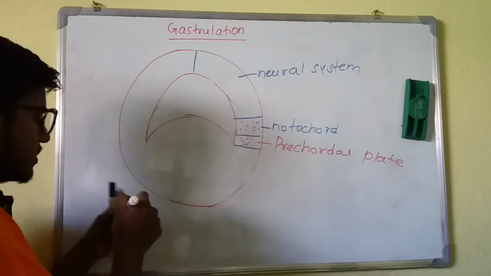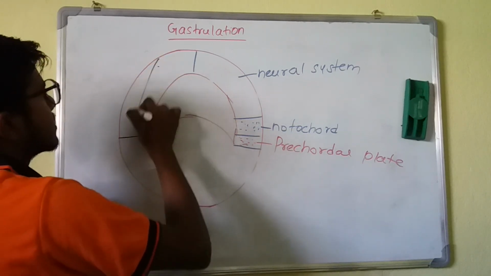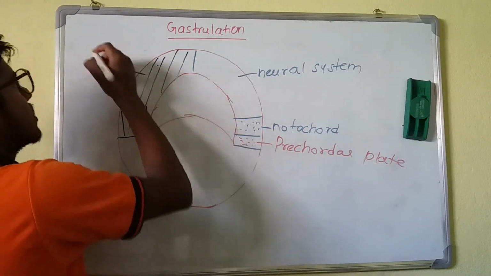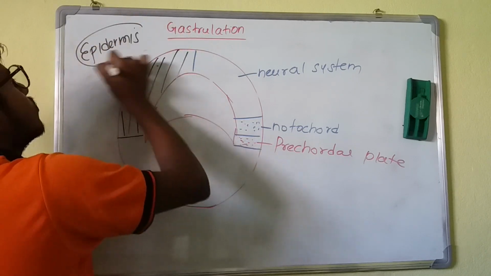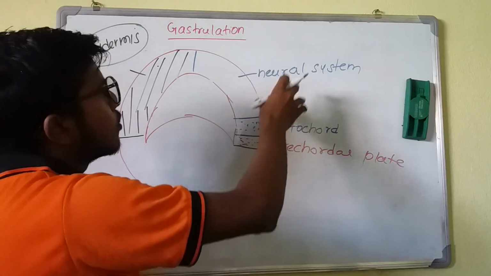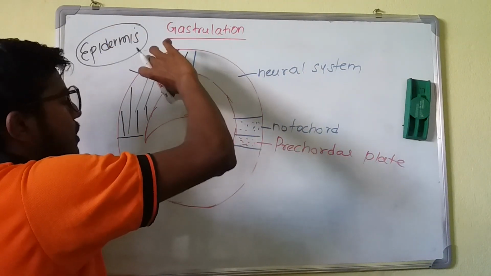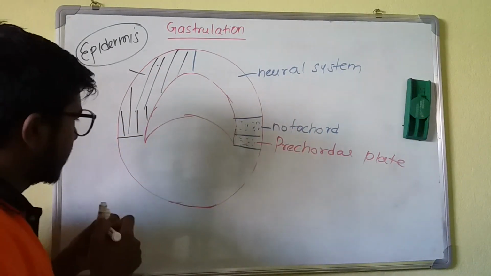Now this whole part is the epidermis. The part that will be forming epidermis is not whole. This is the part of the animal pole that will be forming the neural system. This part will form epidermis. This is the part of the grey crescent that will form the notochord and the precaudal plate.